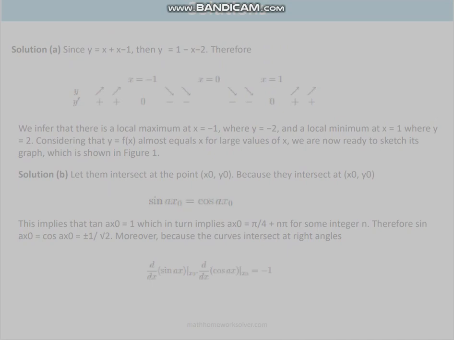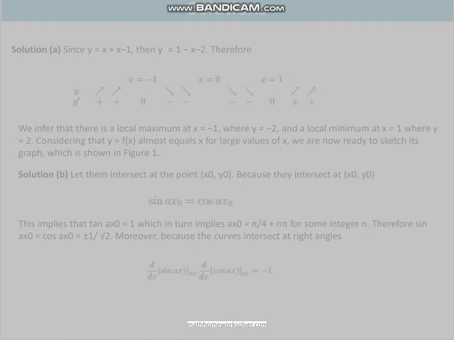Solution B. Let them intersect at the point (x0, y0). Because they intersect at (x0, y0), this implies that tan x0 = 1, which in turn implies x0 = π/4 + nπ for some integer n. Therefore sin x0 = cos x0 = ±1/√2. Moreover, because the curves intersect at right angles.